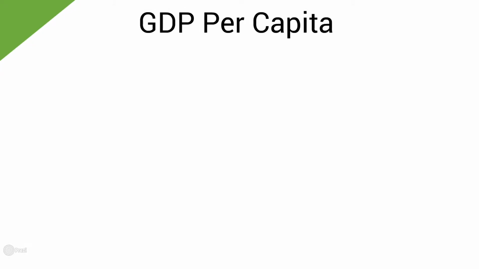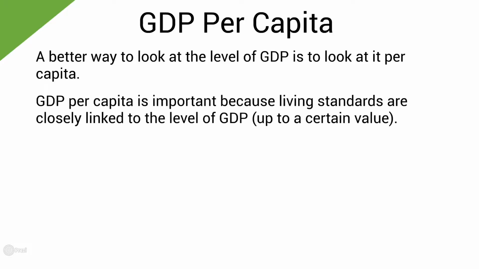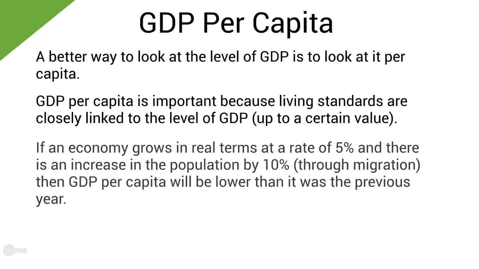However, some economists would argue that a better way to look at GDP is to look at GDP per capita. GDP per capita is worked out by dividing GDP by the population. GDP per capita is important because living standards are closely linked to the level of GDP. If an economy grows in real terms at a rate of 5% and there is an increase in the population by 10% through migration, then real GDP per capita will be lower than it was in the previous year.